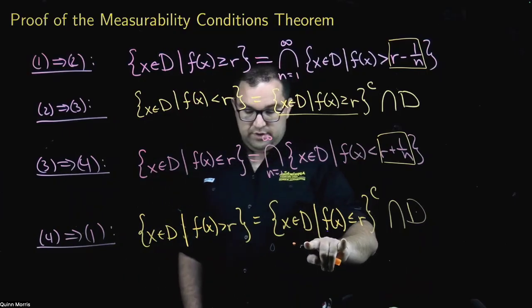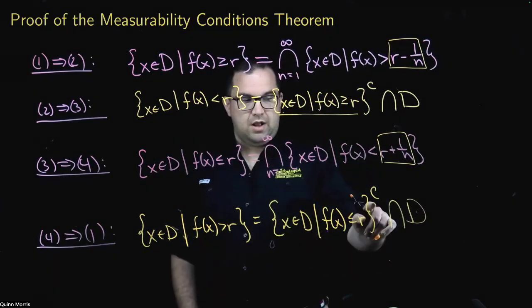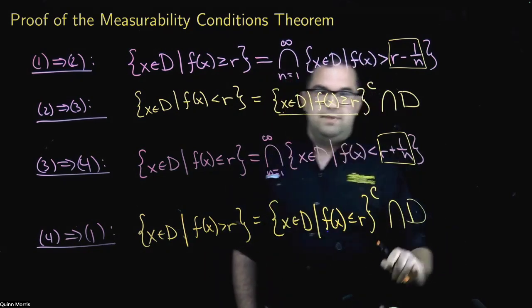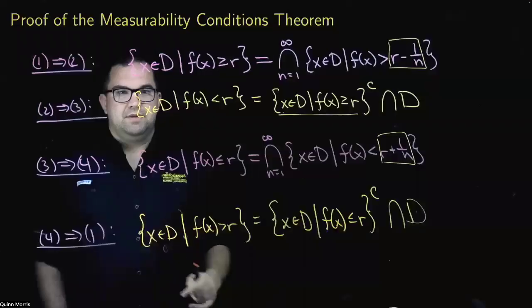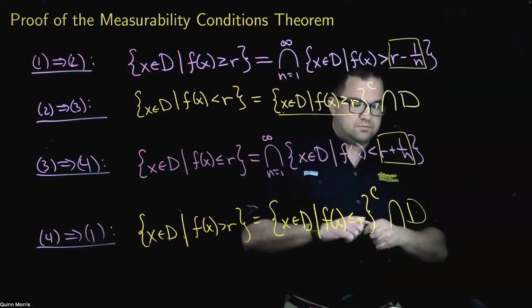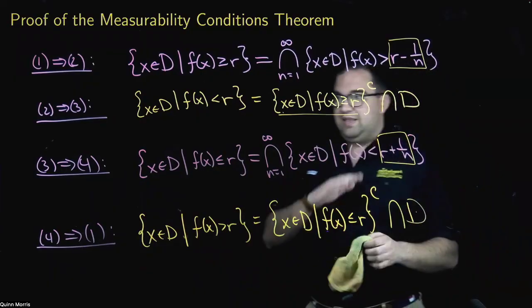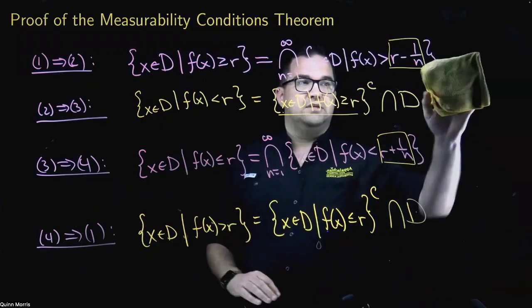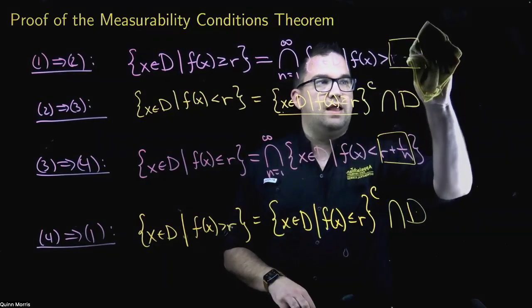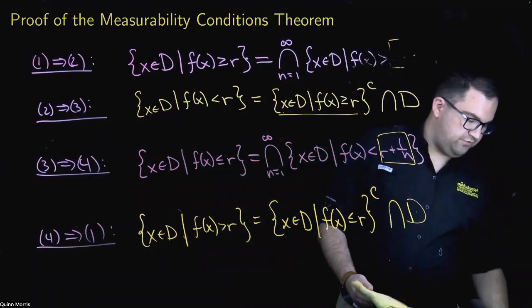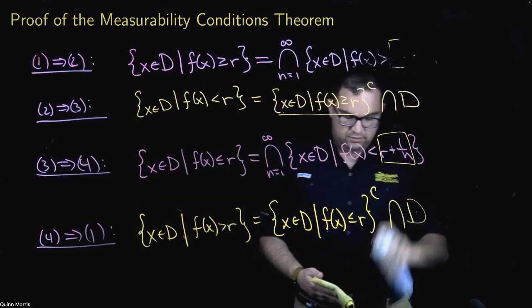Again, this from 4 is what we're assuming is measurable. The complement of a measurable set is measurable. D is measurable, and the intersection of measurable sets is measurable. So this ends up being measurable. Okay. So this completes the whole proof. All right, we have shown that if any one of these conditions is satisfied, then all of them must be satisfied. Okay. Now, collectively, we will refer to these 4 different conditions.